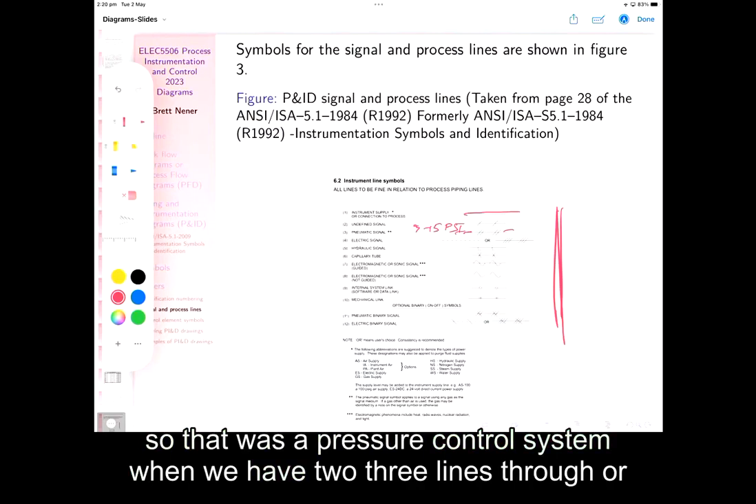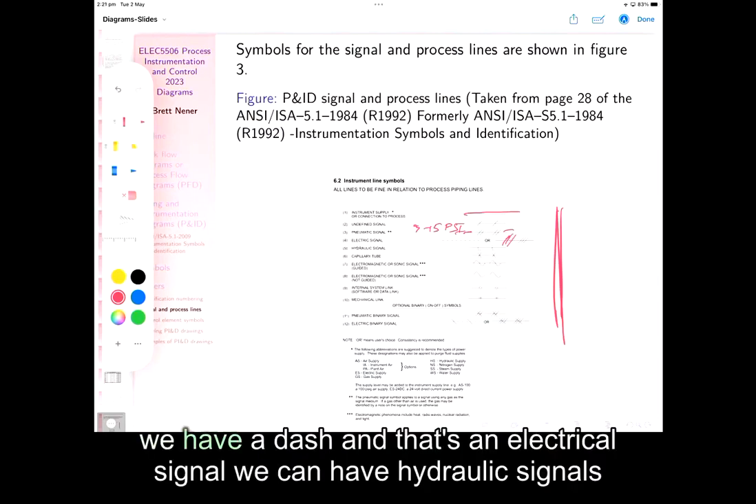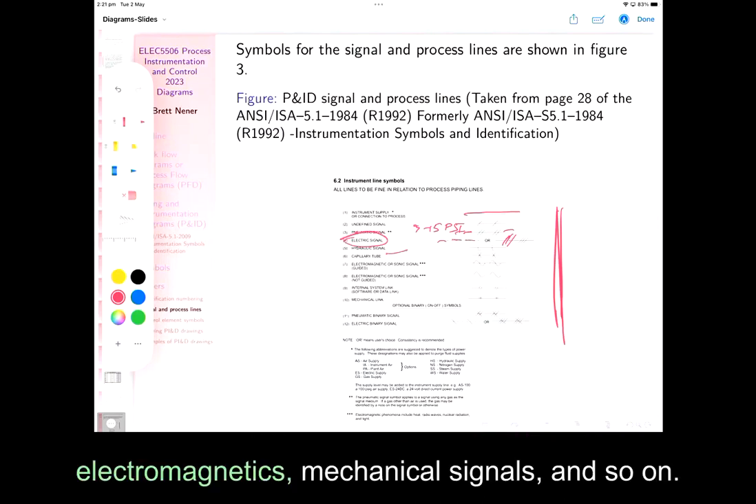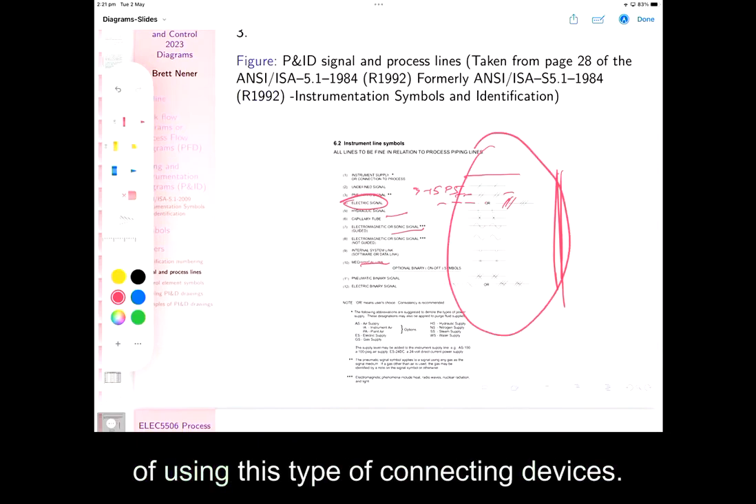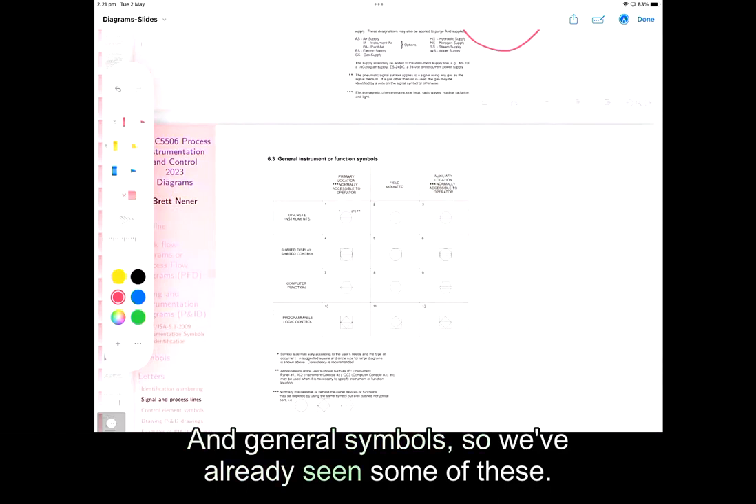When we have 3 lines through, or we have a dash, then that's an electrical signal. We can have hydraulic signals, electromagnetic, mechanical signals, and so on. So we need to keep to the standard of using this type of connector connecting devices. And general symbols, so we've already seen some of these.